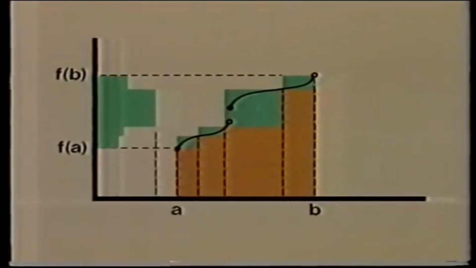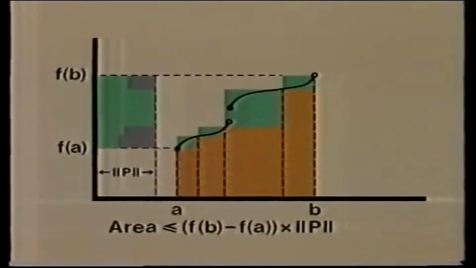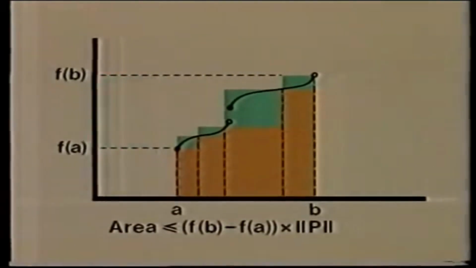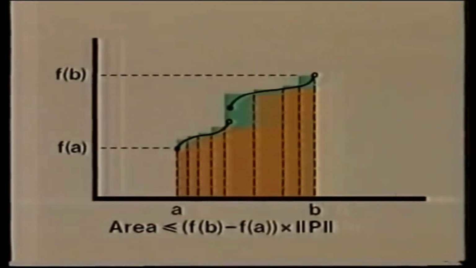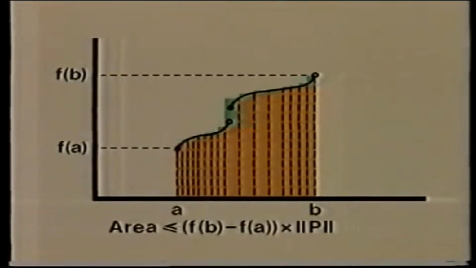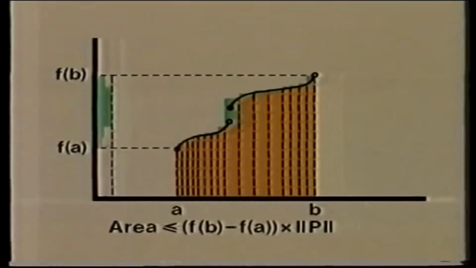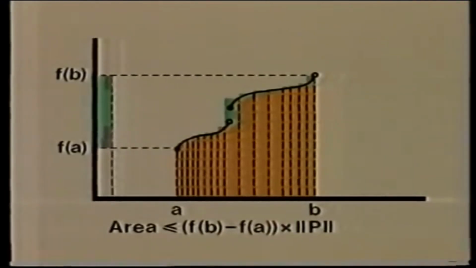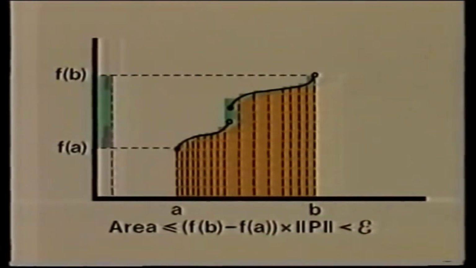They all fit inside a box of height f of b minus f of a, and of width the mesh of P. So the area is less than some multiple of the mesh of P. And by making the mesh of P smaller, we can make this area as small as we like. This means that the difference between the upper and the lower sums can be made as small as we like, less than epsilon, and this increasing function is integrable in spite of being discontinuous.